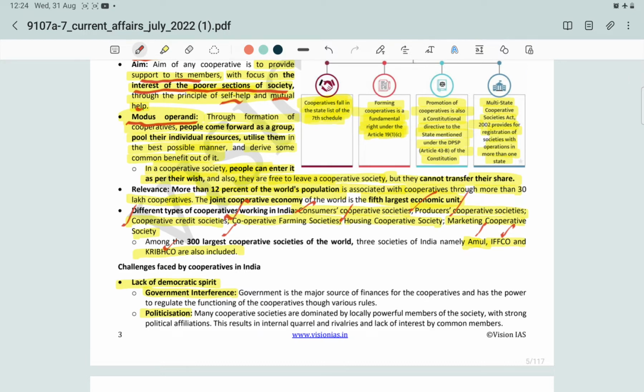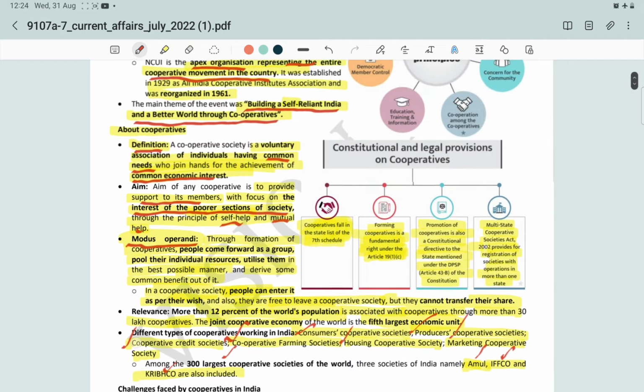Now, what are the constitutional and legal provisions on cooperatives in India? Cooperatives fall in the State List of the 7th Schedule, and the 7th Schedule includes the separation of power between state and center. The formation of the cooperatives is a fundamental right under Article 19(1)(c).